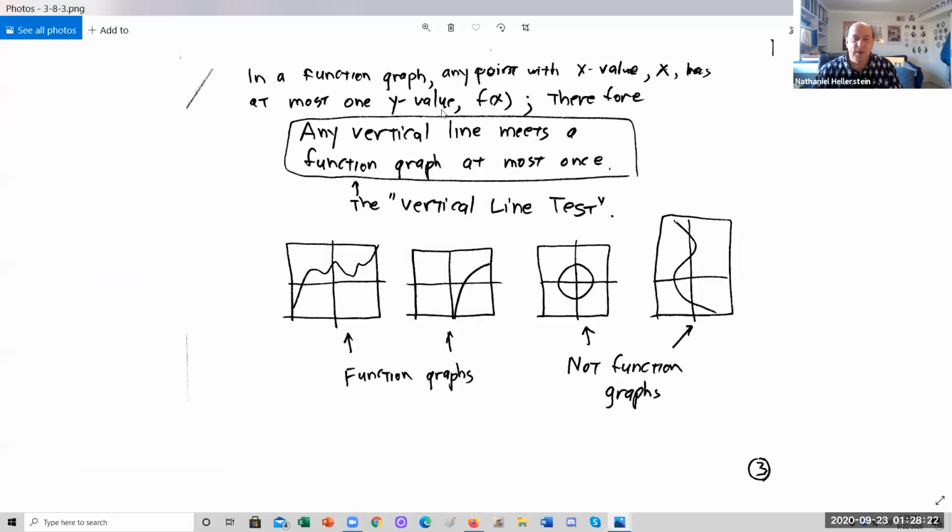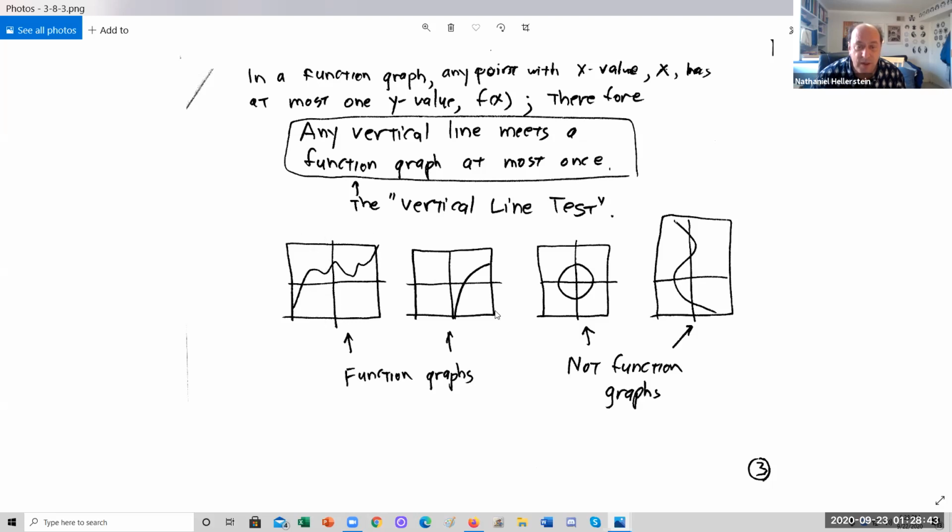All right. If you have y equals f of x, then for any x value, there's only one y value, namely f of x. Therefore, if you draw a vertical line, which corresponds to a constant value of x, it will meet the graph at one point only, at most once. Here, for example, here's a graph of a function. Any vertical line meets it just once.